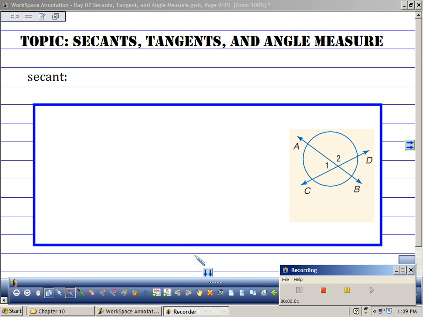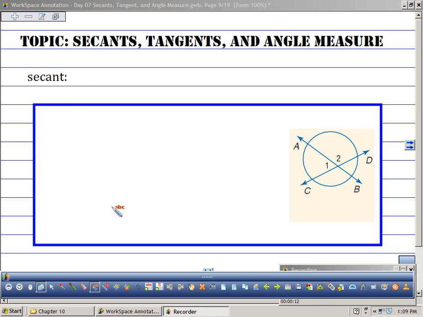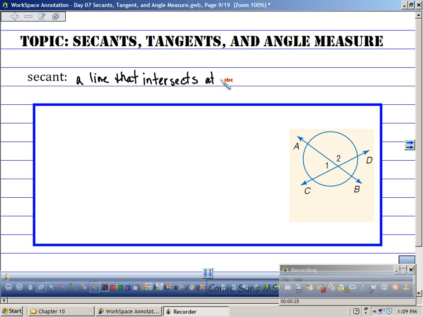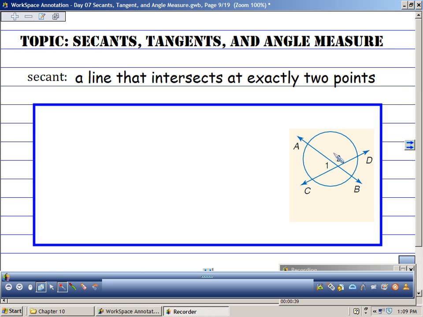Okay, so today we're going to talk about secants, tangents, and angle measures when we have secants and tangents. So first, let's write down what a secant is. A secant is a line that intersects a circle at exactly 2 points. See how this line is intersecting the circle at 2 points?